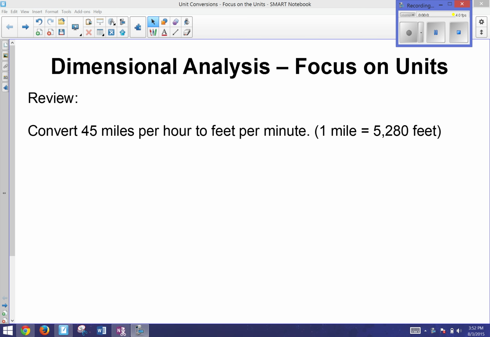In this video, we will look at some challenging problems where the dimensional analysis process can be used to help us make sense of the units. But first, let's review a conversion example from one rate to another where we have to change 2 units.